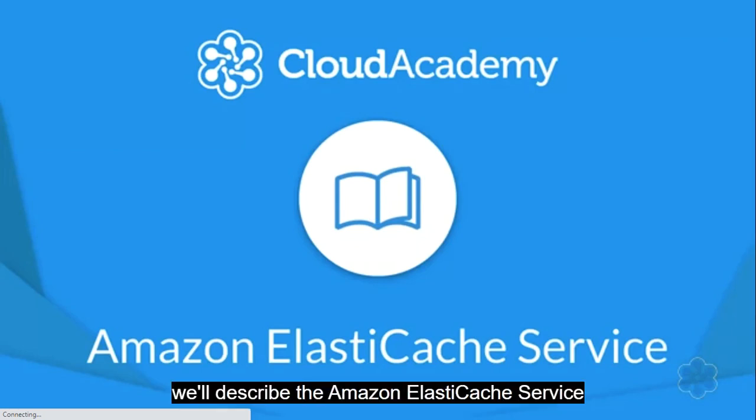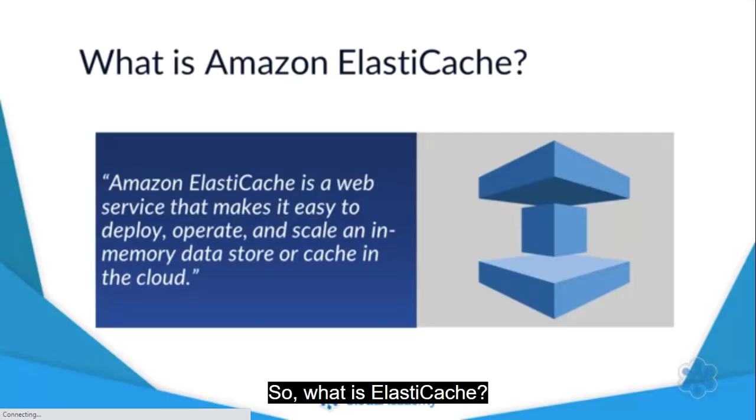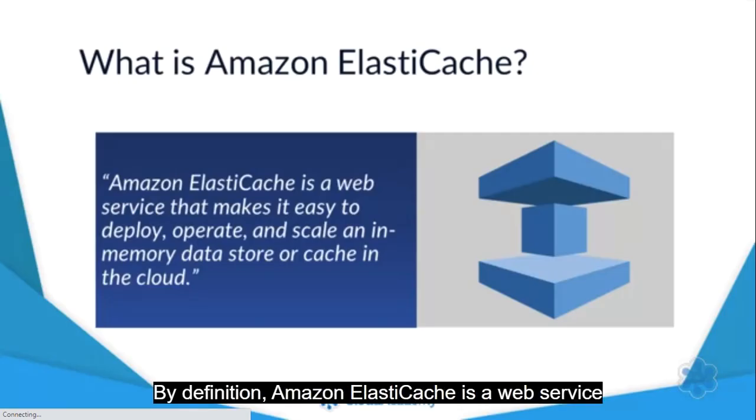In this next section, we'll describe the Amazon ElastiCache service and talk about how and why we should use it. So, what is ElastiCache? By definition, Amazon ElastiCache is a web service that makes it easy to deploy, operate and scale an in-memory data store or cache in the cloud. The service improves the performance of web applications by allowing you to retrieve information from fast, managed in-memory data stores, instead of relying entirely on slower disk-based databases.